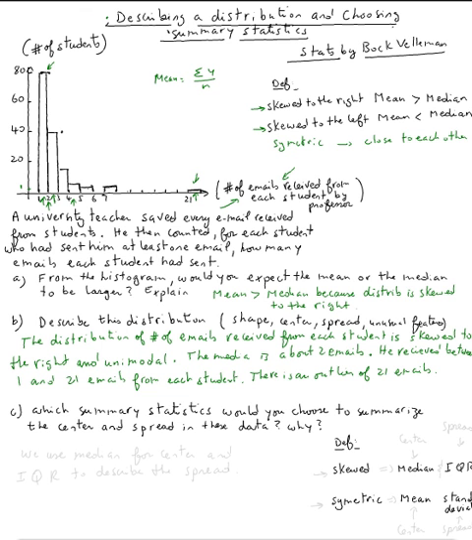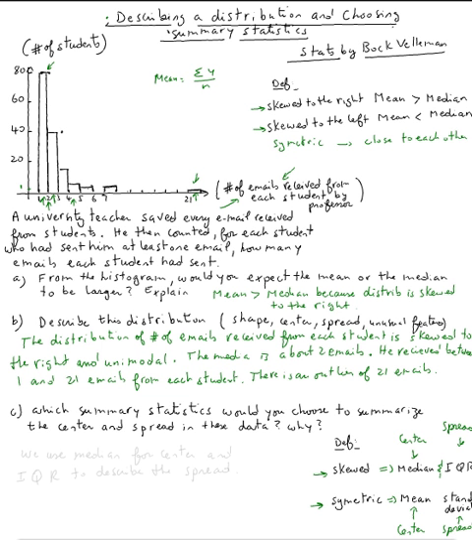That's it. Then, which summary statistics would you choose to summarize the center and spread in this data? Remember, there's only 2 cases that we know so far. If it's skewed, it doesn't matter whether it's right or left, you use median and IQR, the interquartile range. The median is for the center, and the IQR is to describe the spread. If it's symmetric, then we use mean for the center and standard deviation to describe the spread.